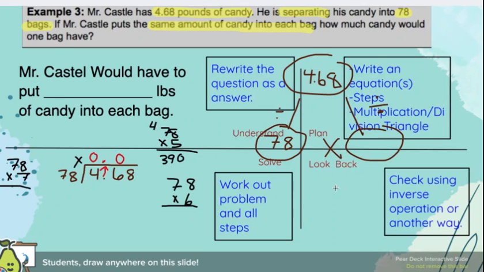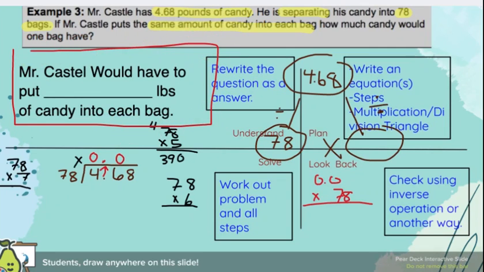Then for the look back part, what I want you guys to do is whatever answer you get, right? So it's going to have to be 0.0 something. 0.0, whatever number you're going to get, times my 78. And check to see if you get 4.68 at the end, okay? So make sure whatever answer you get, you're going to have to plug it in right here because this right here is your answer, okay? I'm going to come around and I'm going to check your example 3. When you're done and I give you a check mark, go on to the check-in.